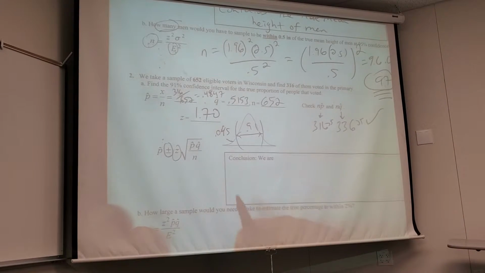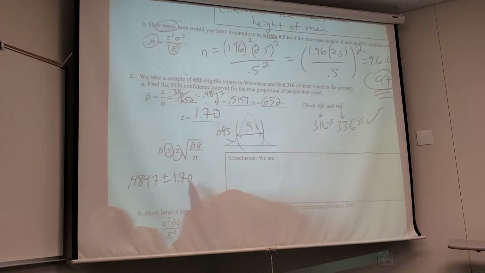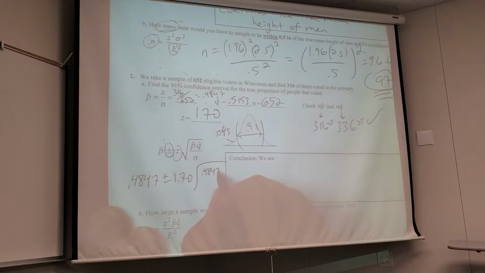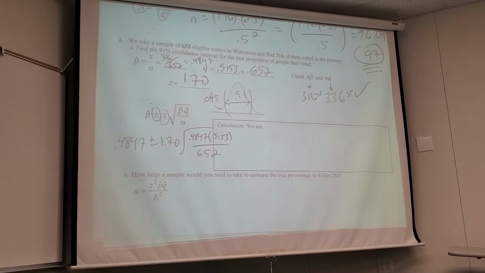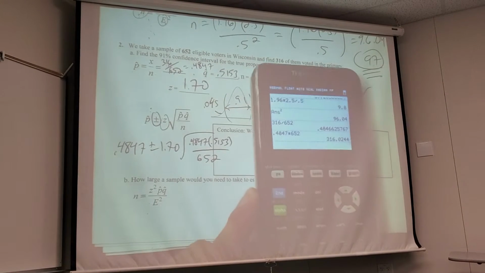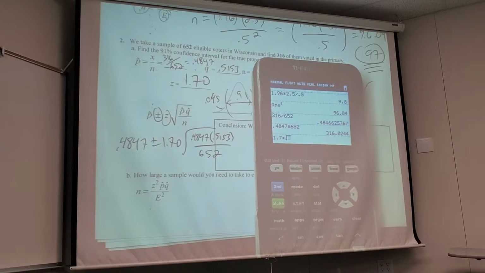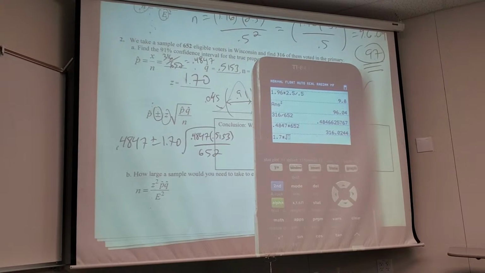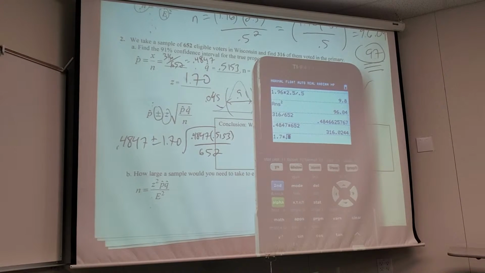So now I just got to plug and chug. So I've got p hat plus or minus z times the square root of p hat times q hat divided by n. And this is where people really freak out about putting it in the calculator. If you have an older calculator where the square root button doesn't have the bar, it just has a parenthesis, do not close that parenthesis until you got everything in there that's supposed to be in the square root. When you close it, you're outside the square root.